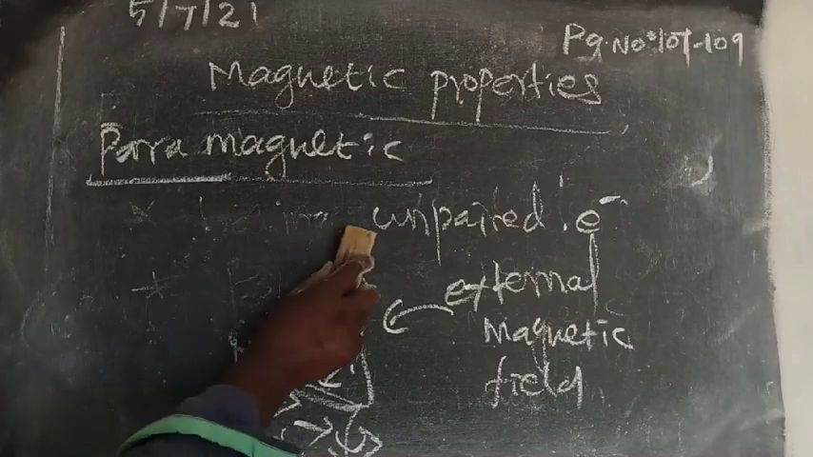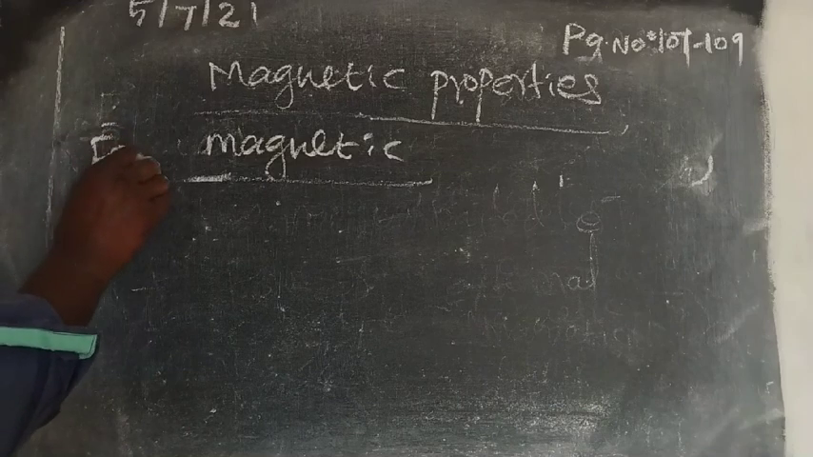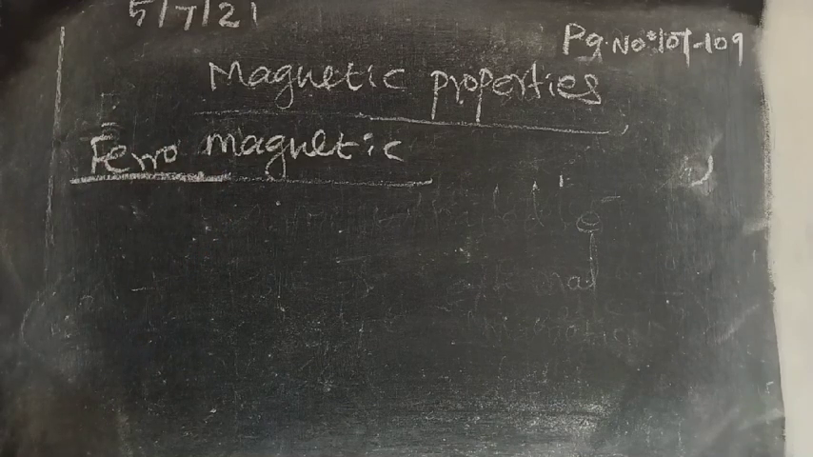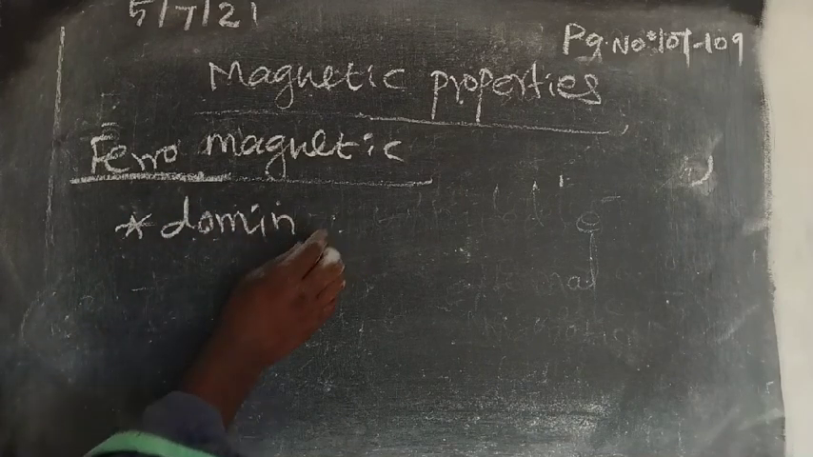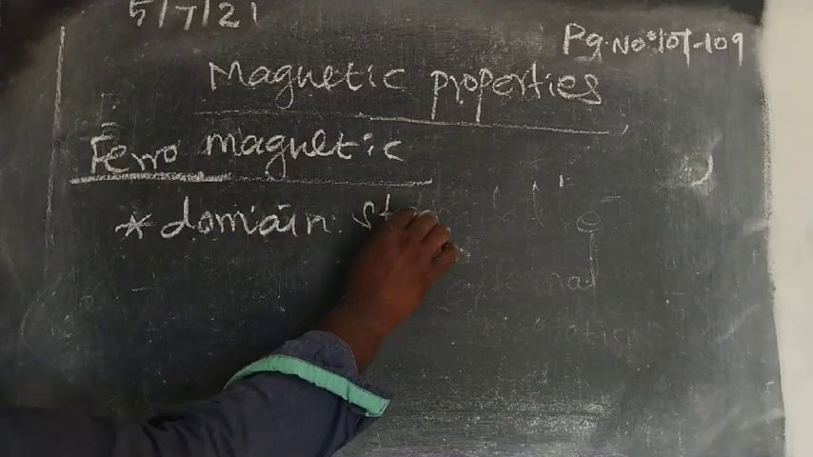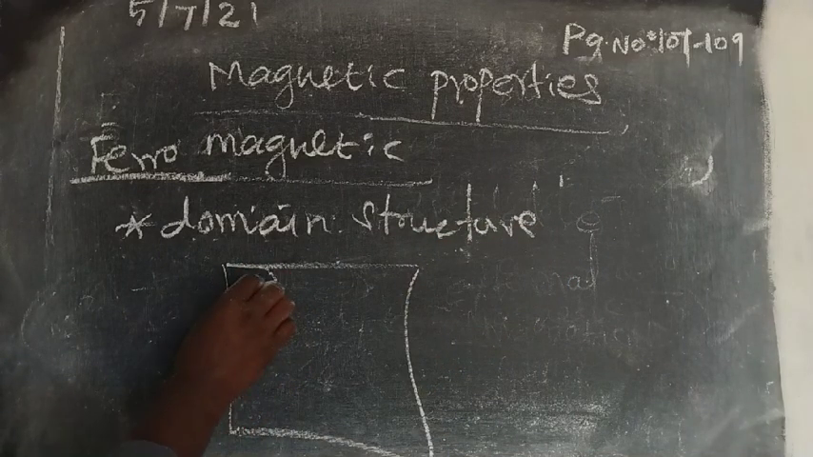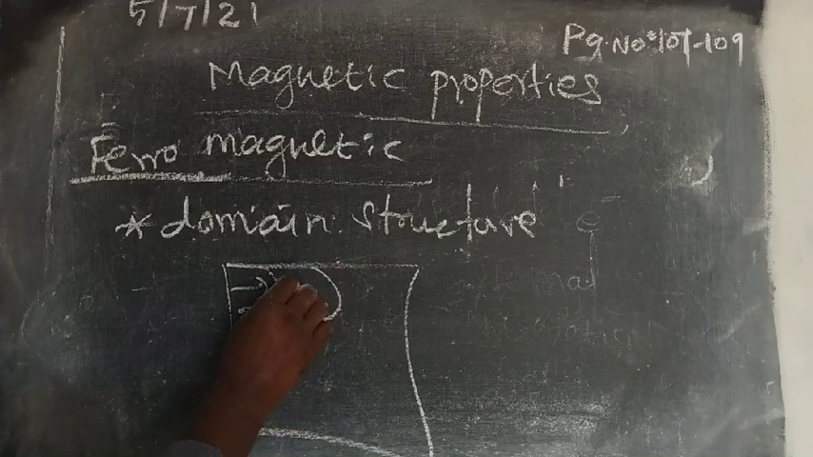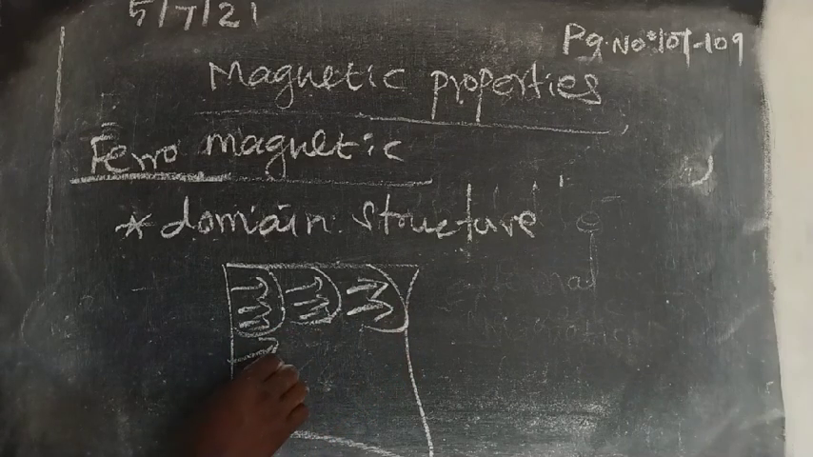Then ferromagnetic. From the name itself we can understand, it is similar to the iron. Ferromagnetic materials have a domain structure. What do we mean by domain structure? Some electrons may form like packets, and they may have a separate arrangement.